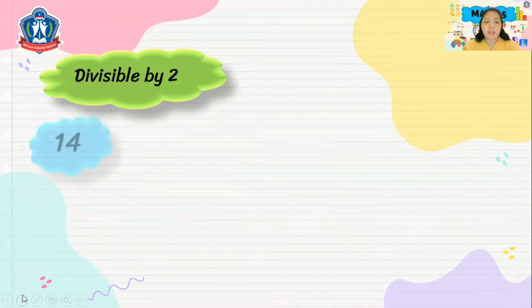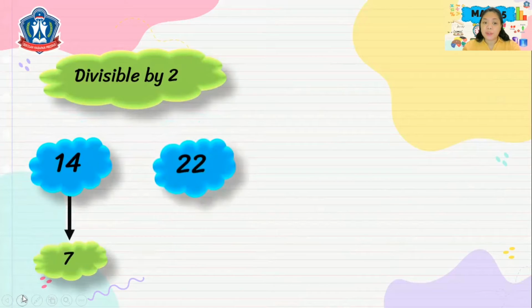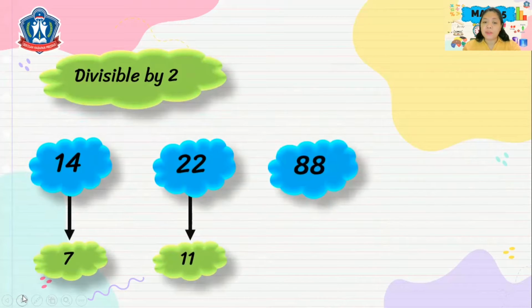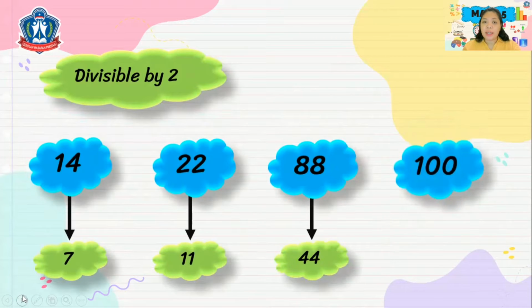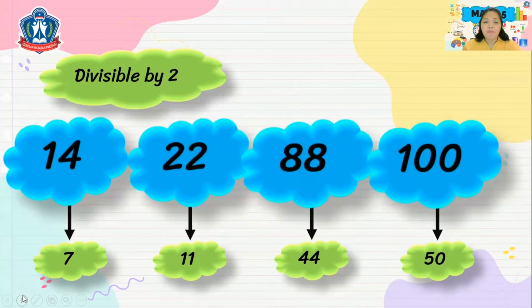I have here some examples. I have number 14. If we divide 14 by 2, it will give us 7. It has no remainder, right? How about 22? Divided by 2, it will give us 11. We have 88. If we divide it by 2, it will give us 44. And also, if we have 100, if we divide it by 2, it will give us 50. Okay, what have you observed on our numbers? All of them are even numbers.